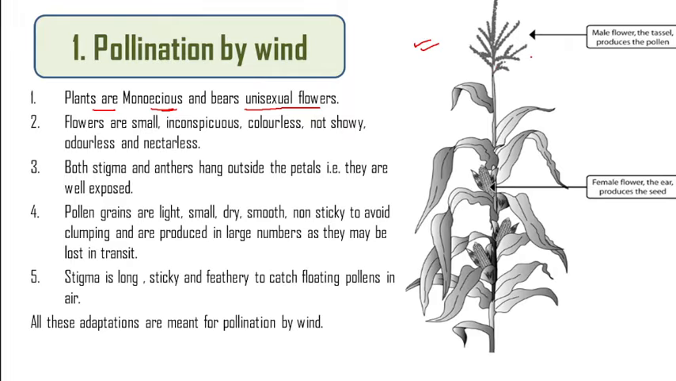Here you can see the male flowers. In the spotting you will also have to write the comments and draw the labeled diagram. Please remember, comments plus labeled diagram, and you will get 2 minutes for completing this entire thing. These plants are monoecious and bear unisexual flowers. The flowers are small, inconspicuous, colorless, not showy, odorless and nectarless.